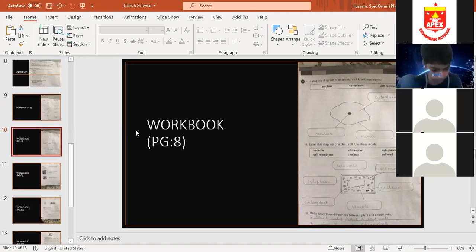In the center of a cell? Nucleus. What is surrounding it? Cell membrane. Cytoplasm. The fluid inside is cytoplasm, and the covering is the cell membrane. Okay, write it down here. Second, you have to label the diagram of a plant cell. Use these words. Now a plant cell is given, you have to label it here.